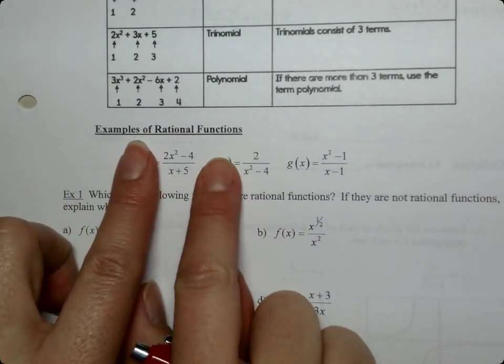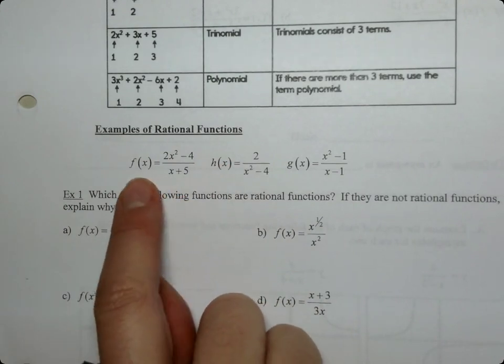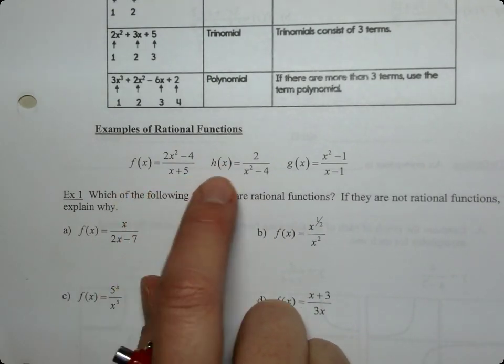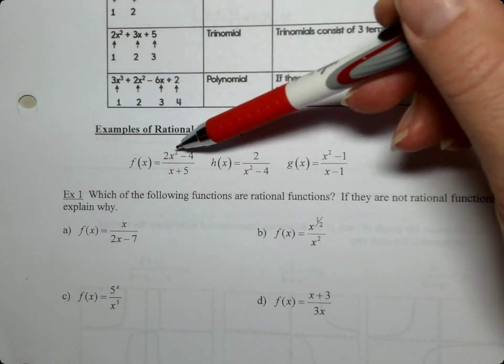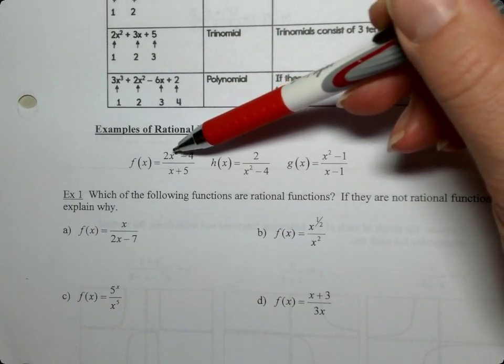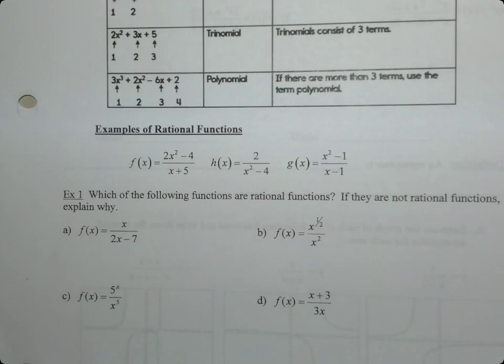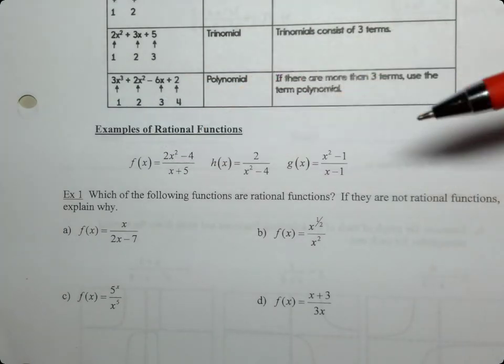Examples of rational functions. These are all rational expressions, but the minute I set it equal to f of x or y, it has now become a function. So a rational function follows all the rules of a polynomial. The polynomial can't have any variable exponents. It can't have any negative exponents, can't have a fractional exponent, can't have a root. All of those can't be on the variable.